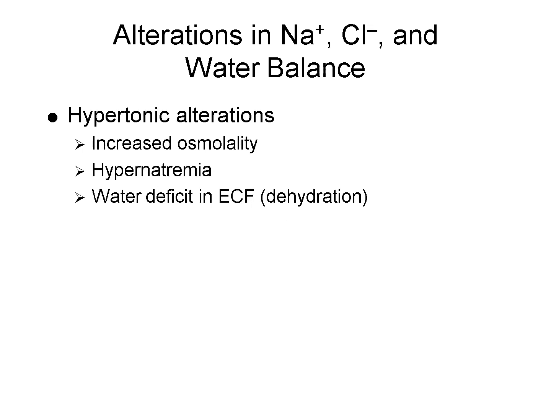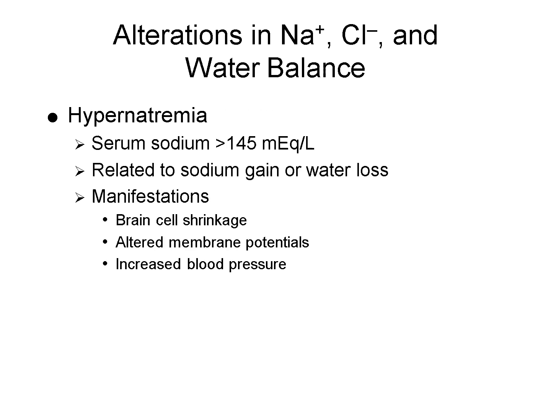Hypertonic alterations are characterized by an increase in plasma osmolality. This condition often leads to hypernatremia, where there is an elevated concentration of sodium in the extracellular fluid. A key feature of hypertonic alterations is a water deficit in the extracellular fluid, resulting in dehydration. The imbalance pulls water out of the cells, causing them to shrink and impairing cellular function.